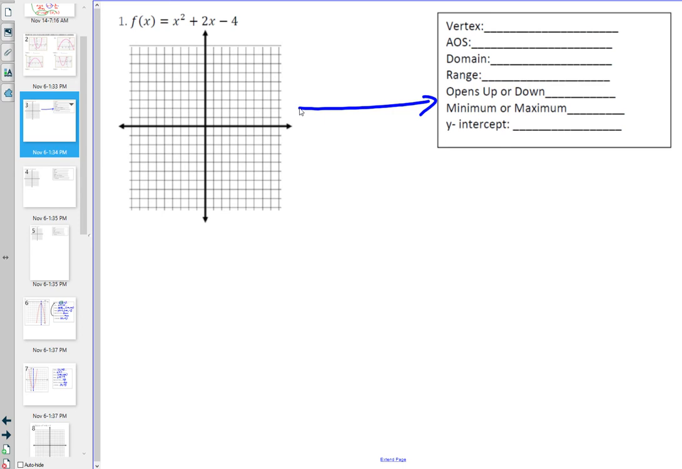Can I answer the vertex? Yeah, but I have to find it. It's going to require some steps. And without the vertex, I'm going to struggle with the other. I need the vertex for axis of symmetry.